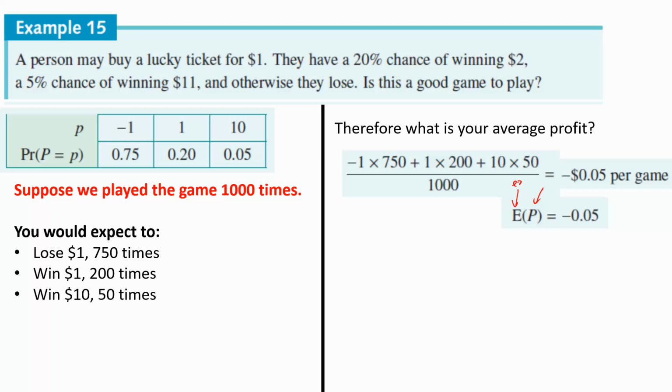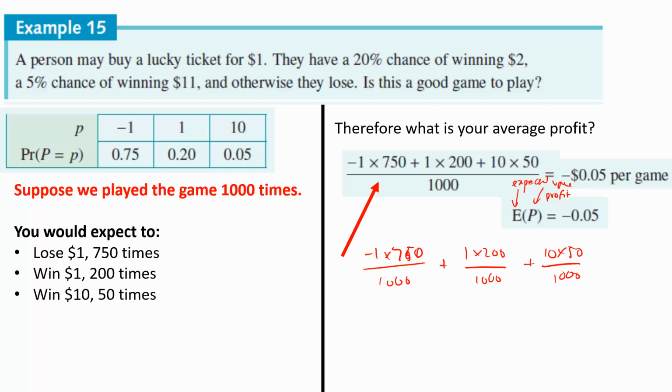Okay, so this is expected value, meaning the average, and this is the profit. So you're just saying the expected value is negative 0.05. Now what I want you to see is if we look at this equation, let's think about it. If I split this fraction up, this is negative 1 times 750 out of 1,000 plus positive 1 times 200 out of 1,000 plus 10 times 50 out of 1,000.